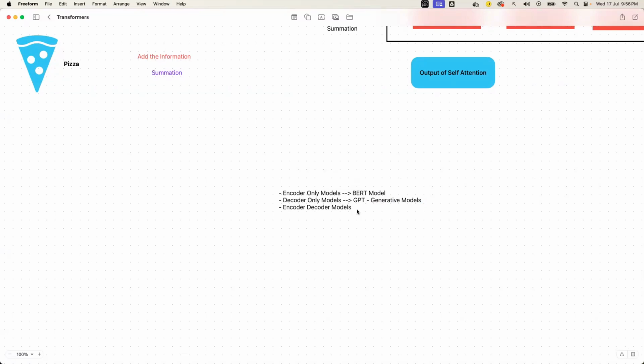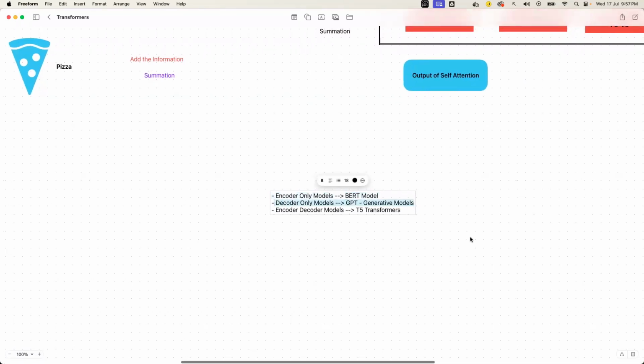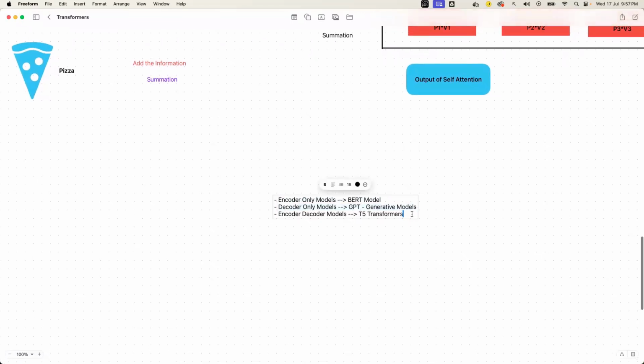And then there's another famous architecture, the encoder decoder, called T5 transformers. This is a combination of both encoders and decoders. So these three are the most common variants of the transformer model architecture: encoder only models, decoder only models, and encoder decoder models. So this is the overall idea.